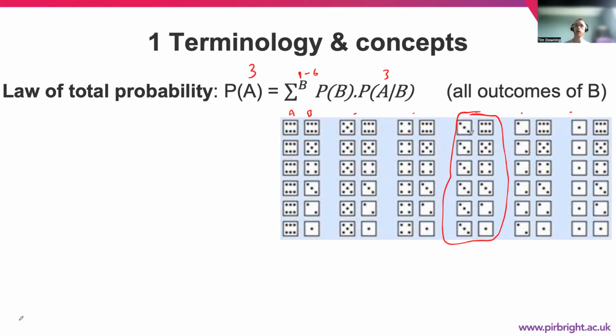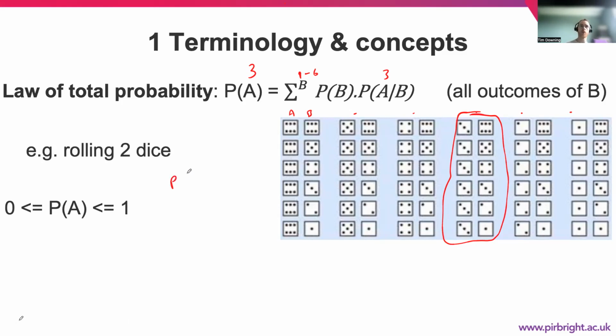But we can go through and think about how this works. So if we roll 2 dice, in this instance, we know that they're independent. So the probability of rolling, say, 3, given that we rolled a 2, is equal to 1/6.